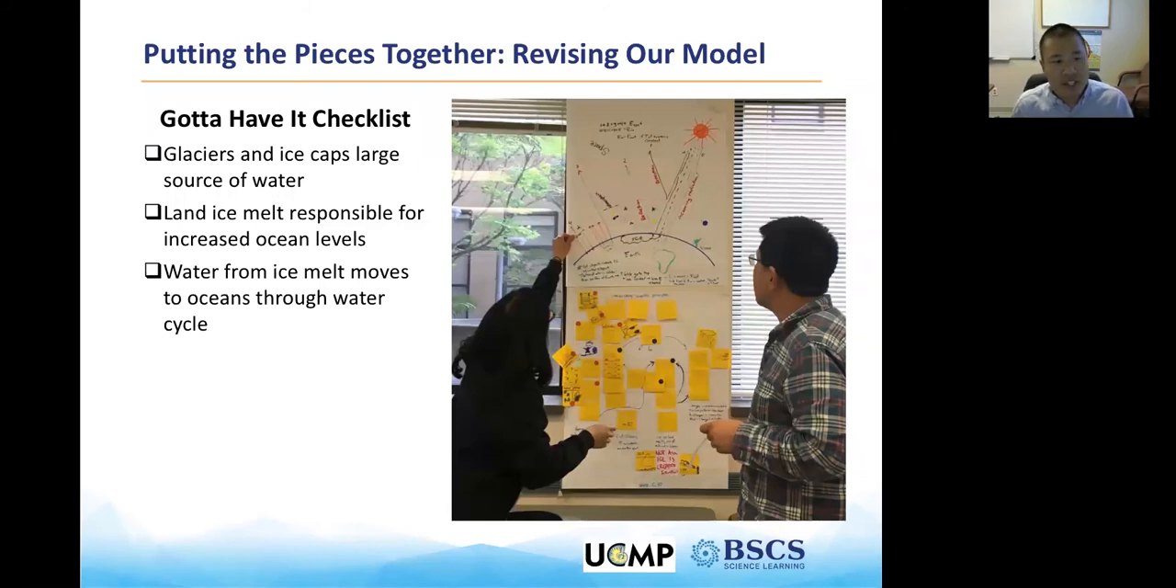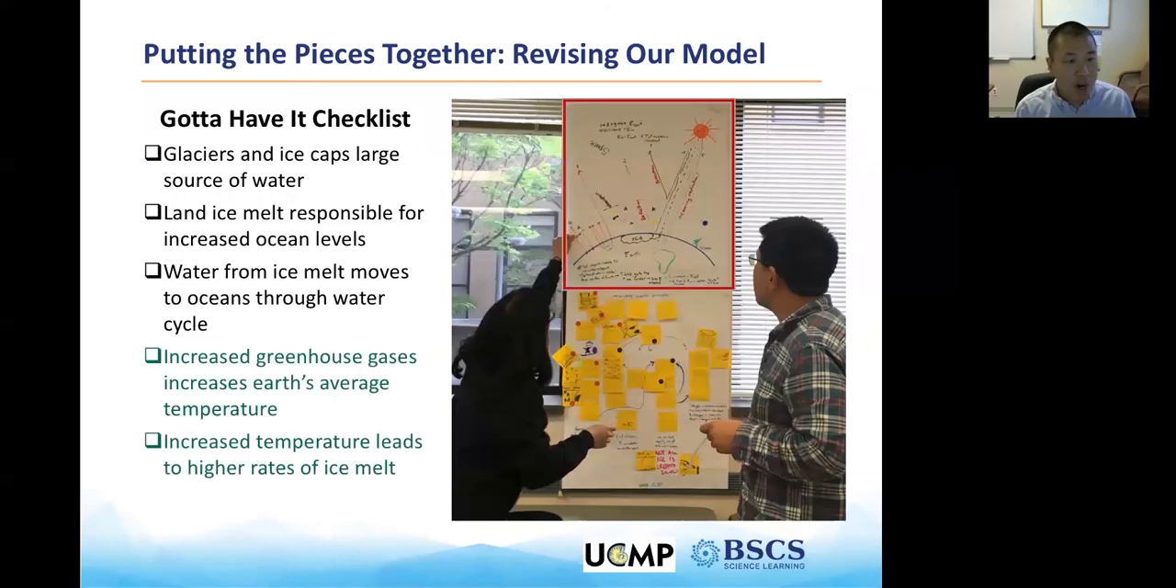Now that picture that you see there is taken from a PD that we did with teachers. It's actually a combination of two different model revision moments. So the bottom picture there shows those ideas that are in that Gotta Have It checklist that were done based upon ice melting aspects, whereas the top part looks at the effect that increased greenhouse gas emissions have on contributing to the ice melting. So why is this whole process worth it?